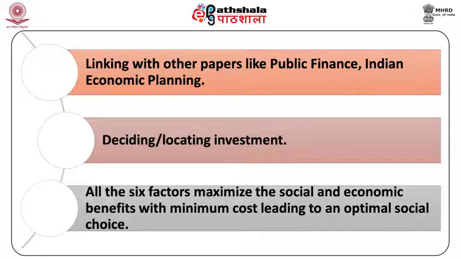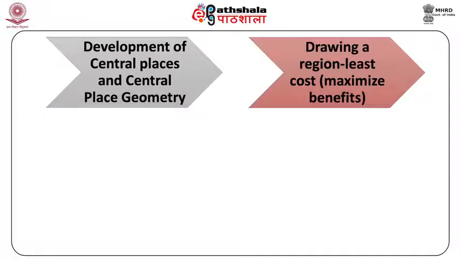So ultimately, the point is that you have to locate a function over a space. And then you have to do the investment. And the decision of locating a particular investment is very important. And if it is minimizing the transaction cost, maximizing the benefit, it is okay. It will ultimately be a social choice. Now, on the basis of that, let us see all these six factors, how they work. So we can talk about the process of development of central places.